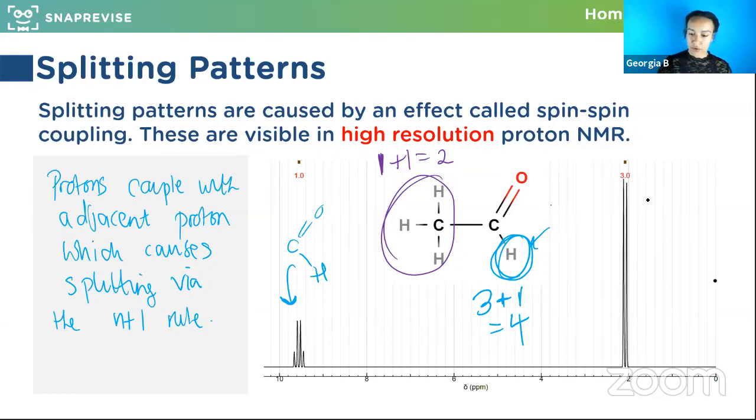And we can see that here on the right-hand side. It's a doublet. It's split into 2 little peaks. Is everybody following me so far? So it's about how many hydrogens are bonded to the carbon next door, and then you add 1, and that's how much the peak splits by.